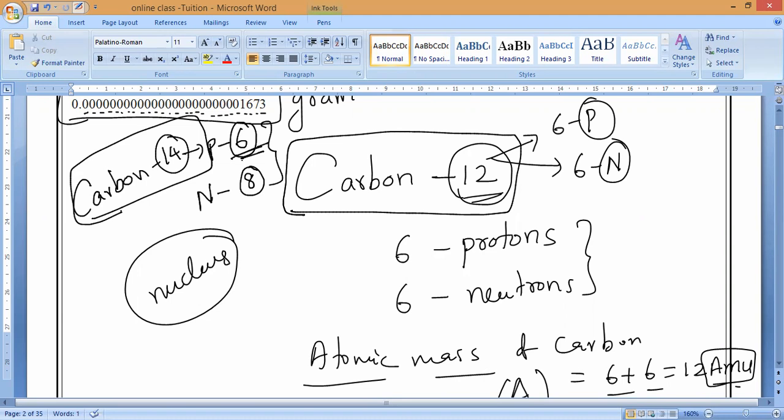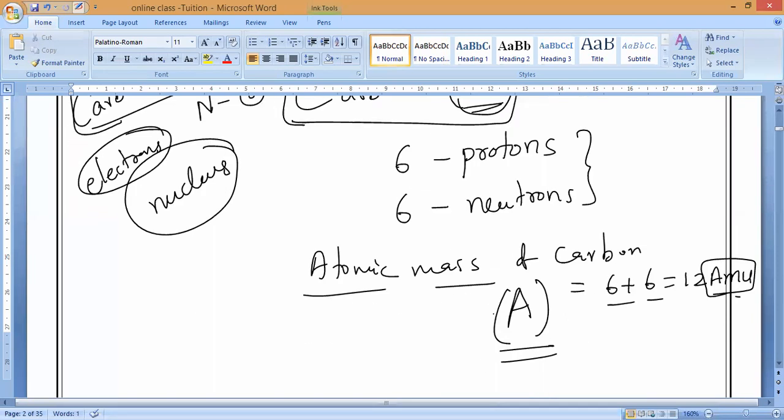Remember, the number of protons of a given element is always fixed. It is not possible to remove or add protons. So we can remove only what? Electrons. That is all we will study, no worry. So what are we using carbon 12 for? We are using carbon 12 for measuring the atomic mass.